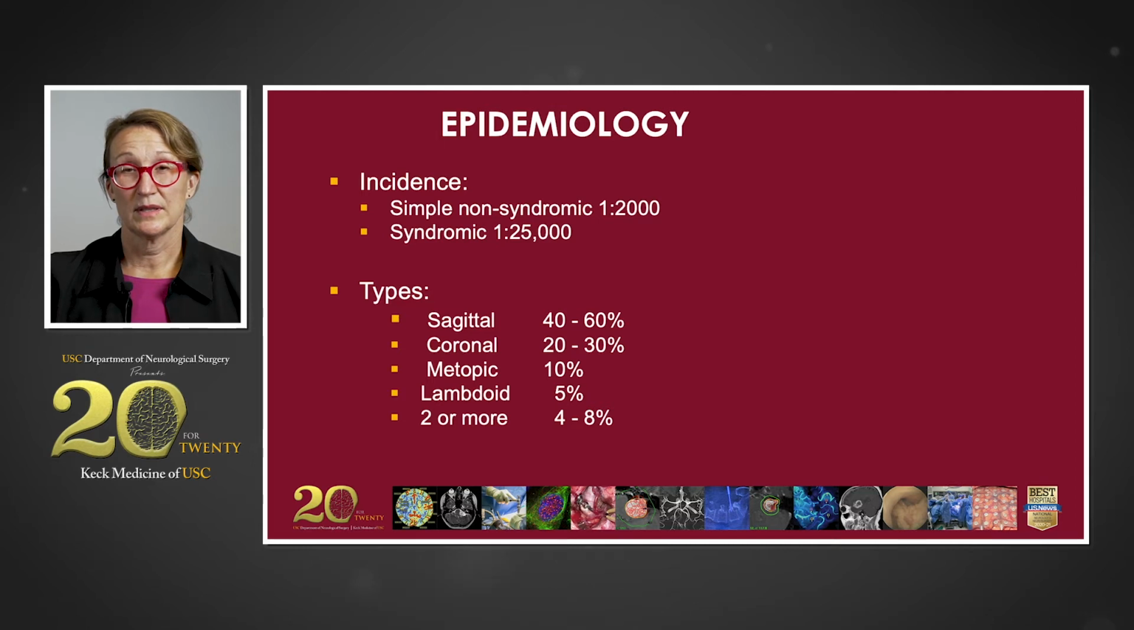Sagittal synostosis is the most common type, within 40 to 60% of cases. Coronal synostosis, both bicoronal and unilateral coronal, make up about a quarter of the cases. Metopic synostosis accounts for about 10% of all cases, with lambdoidal synostosis being the most rare at about 5%. Occasionally, children will have 2 or more cranial sutures that are fused, again, about 4 to 8% of all cases.